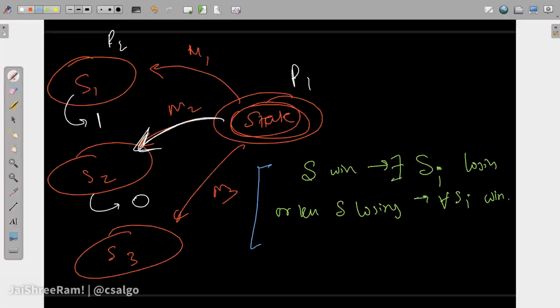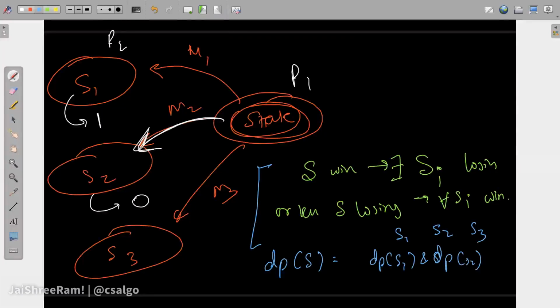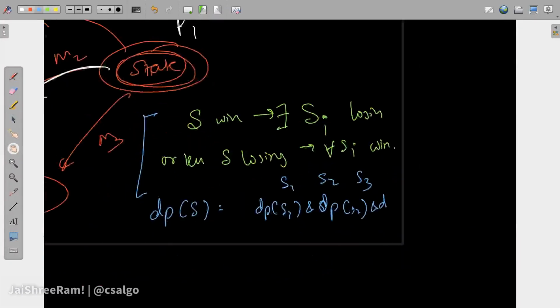So what is it going to be in terms of DP recurrence? DP of whichever state you are at, let's say there are S1, S2, S3, only 3. We need to find whether there exists anyone which is losing. If any one of DP of S1, DP of S2 and DP of S3 is 0, then this is going to be winning. So we can say this is going to be the negation of the AND of these. To whichever states you can go to, just take their AND: if all of them are winning, then this is going to be losing, or else if one of them is losing, then this is going to be winning.